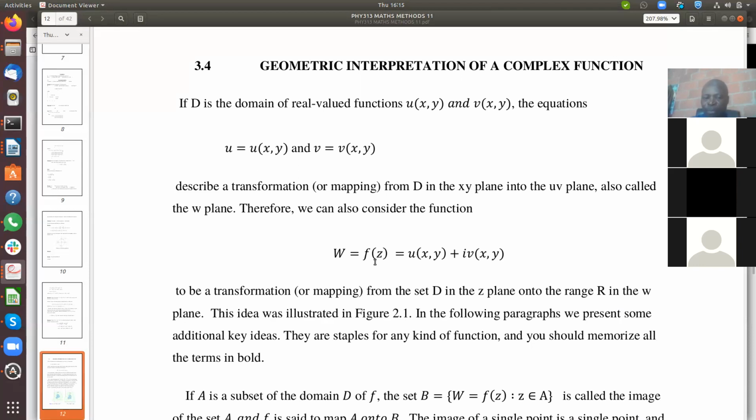Now, trying to express z in terms of x plus iy, it will be u of x,y, where u in this case represents our x in the normal complex number analysis, while v of x,y represents our y. Is that taken? So you now see that we have an imaginary value i. So f of z can now be written as u of x,y plus i v of x,y. This is just like transforming from an xy plane to a w plane, and also writing a D in the z plane onto a range in the w plane.